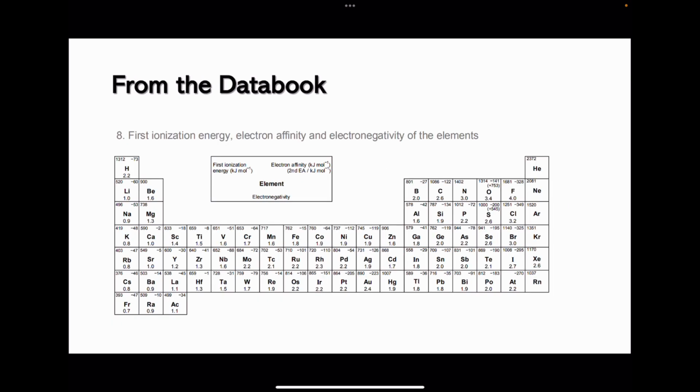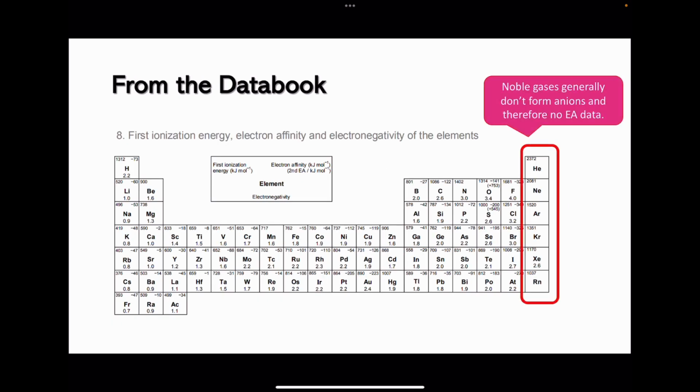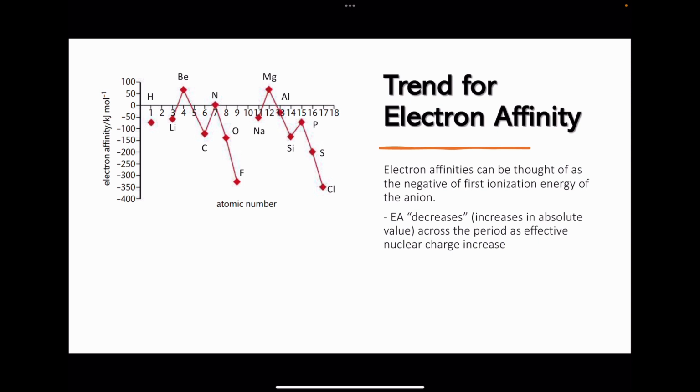So from the data book, we can see that noble gases generally don't form anions, and therefore they don't have EA data. Most of the other elements have negative first EA data. Now, trends for electron affinity. Electron affinities can be thought of as the negative of the first ionization energy of the anion. It increases in absolute value across the period, but because the value is negative, it's an exothermic process. So we say EA decreases across the period as effective nuclear charge increases.